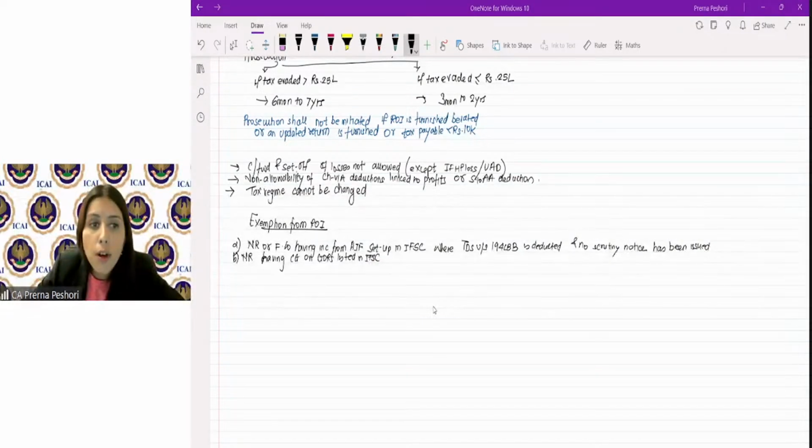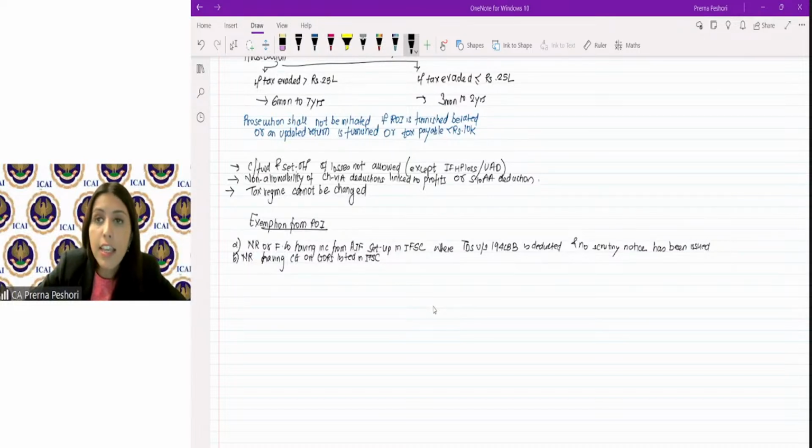So they are not required to furnish the return of income. Yes or no? Any questions? Any doubt? Yes? So these persons are not required to furnish the return of income basically. There are other persons also who are not required to furnish the return of income. And who are these? I'll tell you.